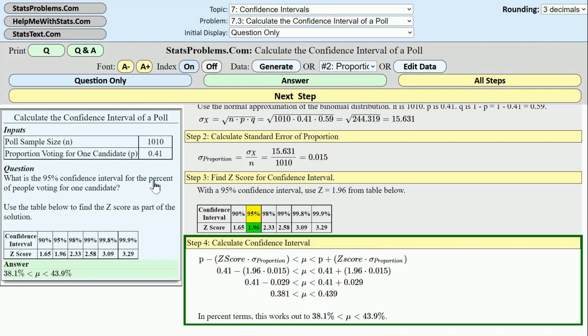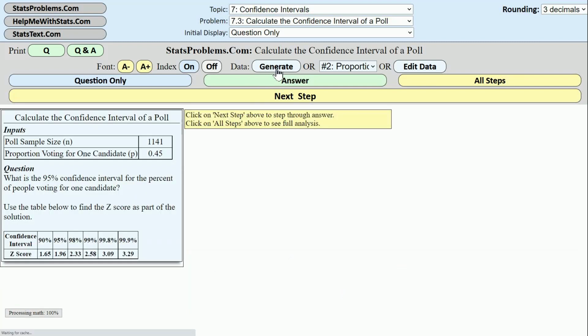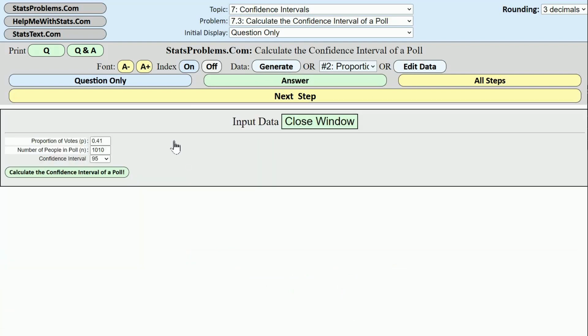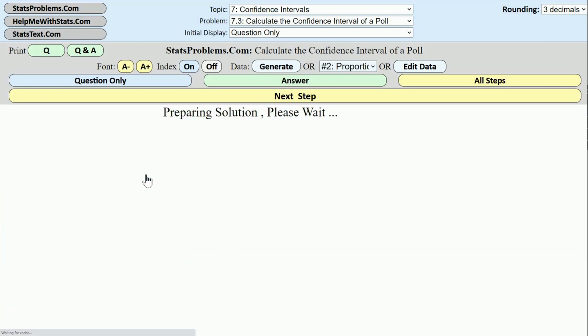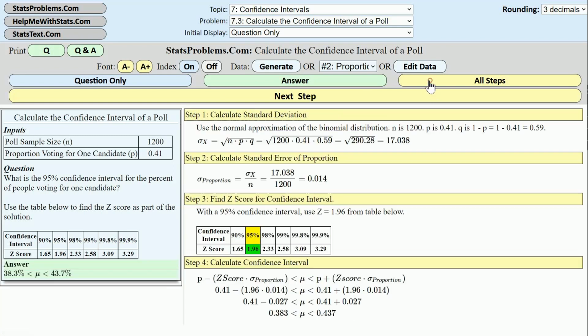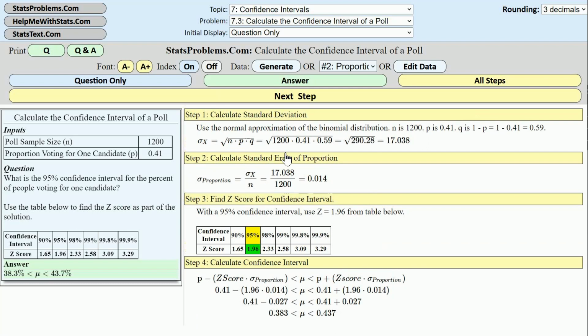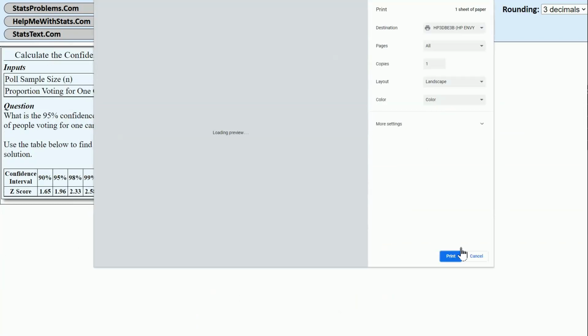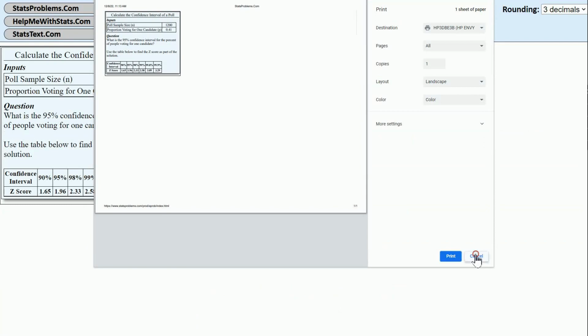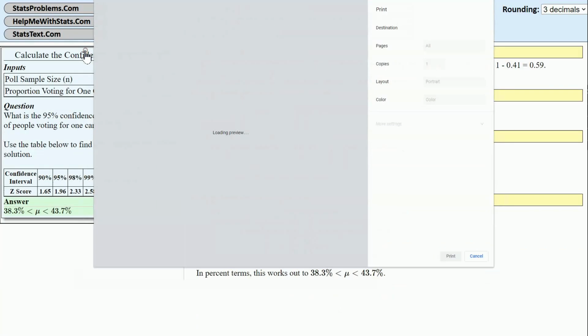In addition to the 25 example problems, we can work step by step through an unlimited number of new problems using the Generate button. The Edit Data button can help us create problems with customized input. Instructors can use this function to create problems with complete solutions to use on exams, in class, or for homework. For printed output, we can print the question. Or we can print the question with the complete solution.